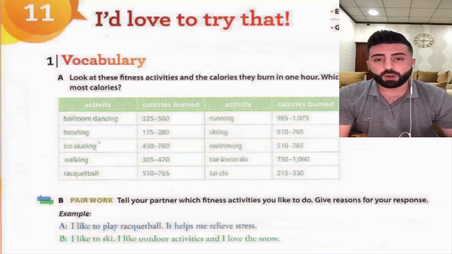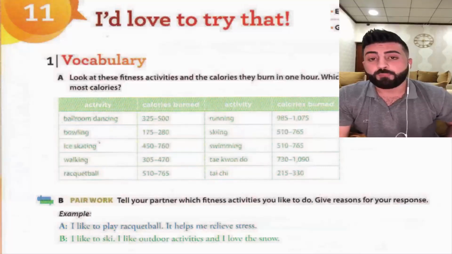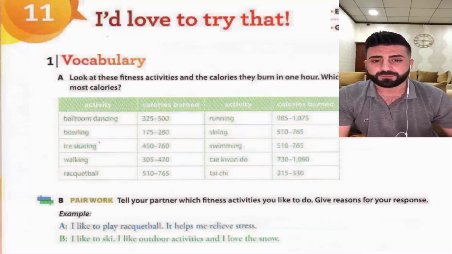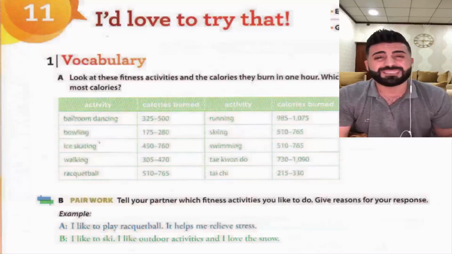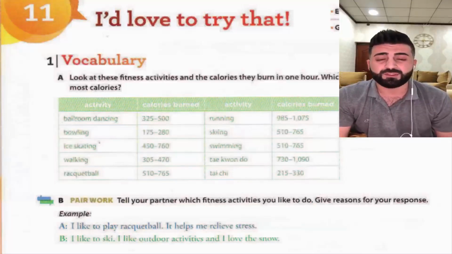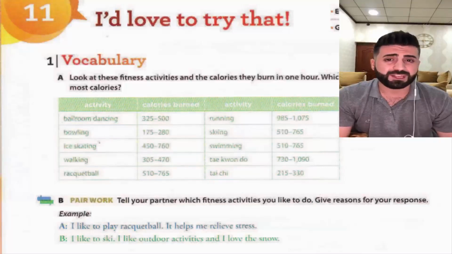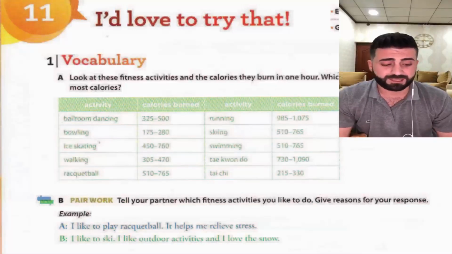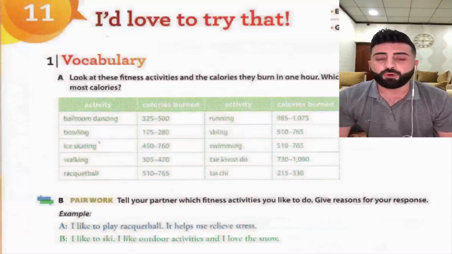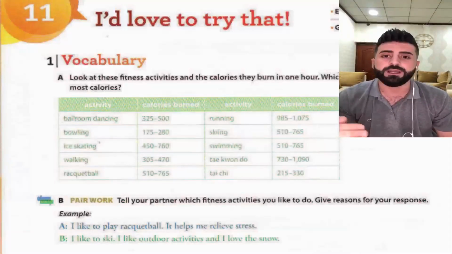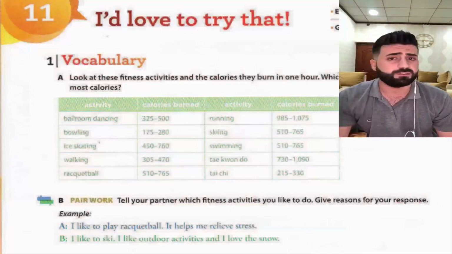The first one, ballroom dancing. What does ballroom dancing mean? Ballroom dancing, it's a special kind of dance people most of the times do on the stage. And maybe you have seen it in movies. Sometimes they have a special dance and they perform. They perform, it means they do, okay? They perform the dance most of the times on the stage. So this is ballroom dancing.